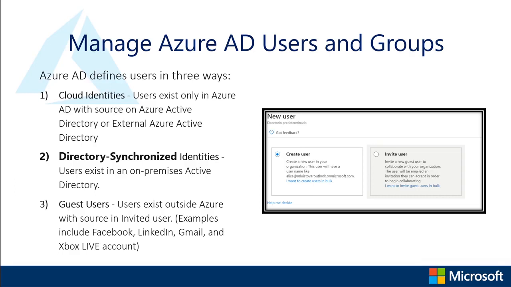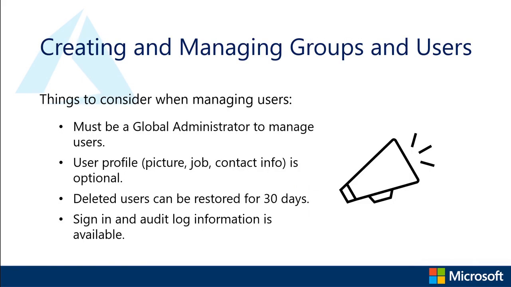These are the types of identities we have. But we're going to talk about how to create them. To create them, you have to be a global admin, a security admin, or a user administrator. You need an elevated permission to create users. You need to have the information you want.